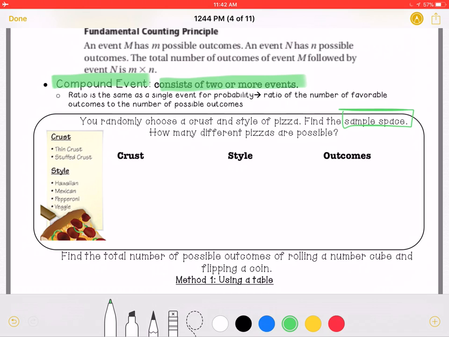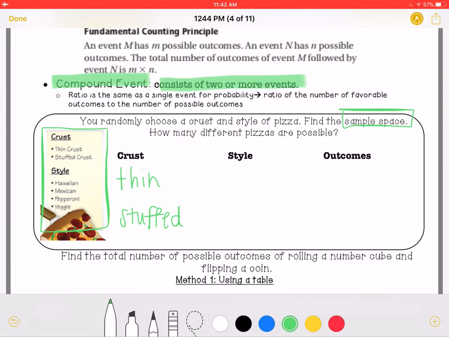So if we look over here to the left, those are your crust options. It can either be thin or stuffed. And then there are 4 styles of pizza you can choose: Hawaiian, Mexican, pepperoni, or veggie. So when we're creating the sample space, I'm going to show you what a tree diagram looks like. What you're going to do is list your options. So here, our crust options, it can either be thin crust or stuffed crust.